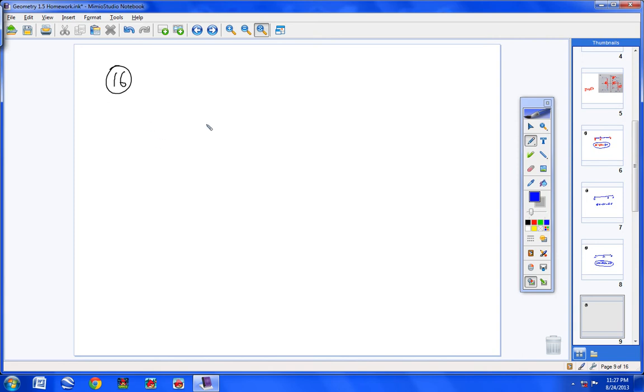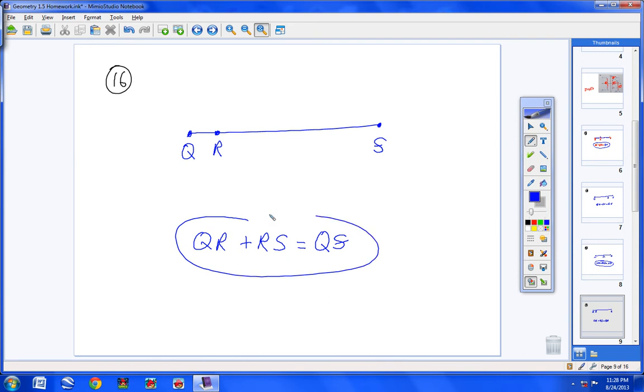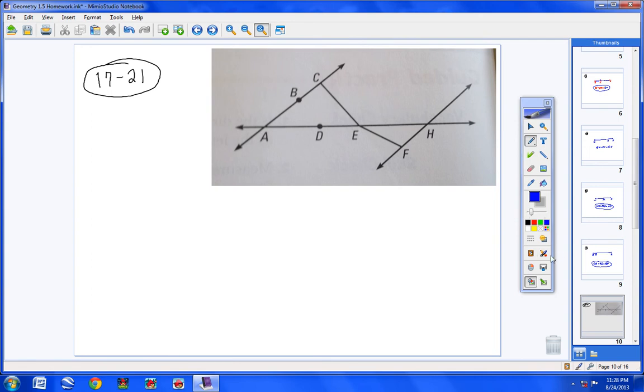R is between Q and S. So here's Q. We'll put R right here just for the fun of it, right next to Q, and then S way over here. All right. R is between Q and S. Now, using this segment, let's demonstrate the segment addition postulate. My first segment is QR plus my next segment is RS equals the whole segment, which is QS. There we go. Not too bad. All right, let's continue on, and let's take a look now at numbers 17 through 21.